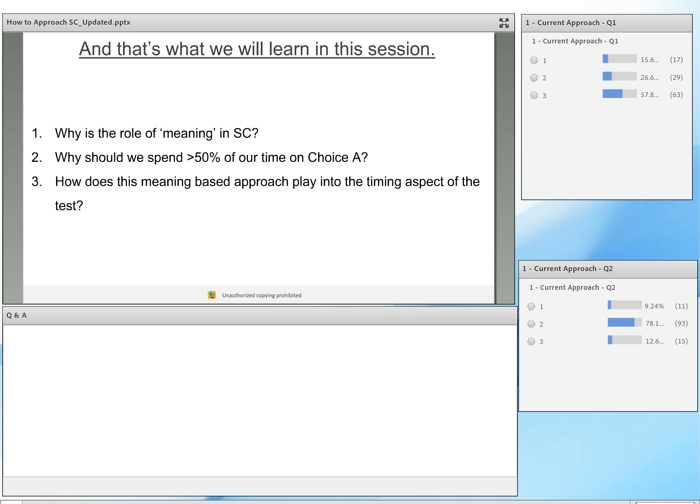And then we're going to talk about how this plays into the whole timing aspect of the test. Yes, it's a percentage that you're talking about, but if I spend a smaller percentage of time on the answer choices, am I doing justice to them? Am I missing out on things? We will talk about that aspect. And towards the end, we will put together a plan of action, and I will tell you how you can get to that 90 percentile ability in SC.